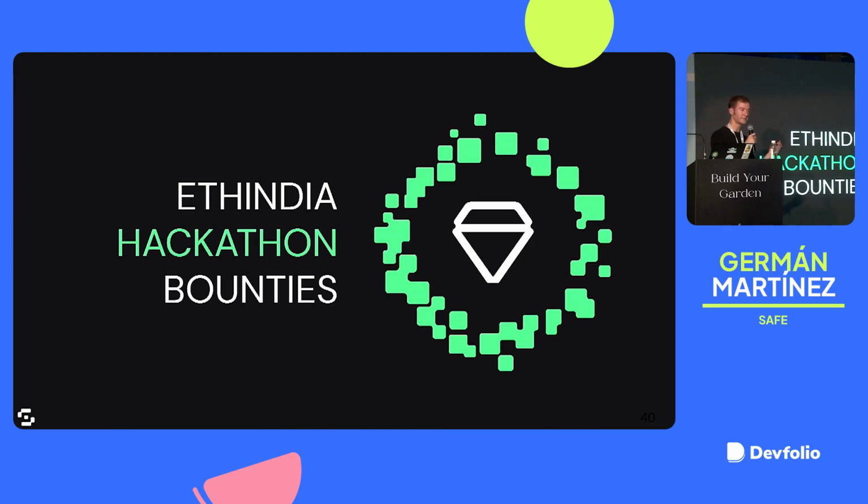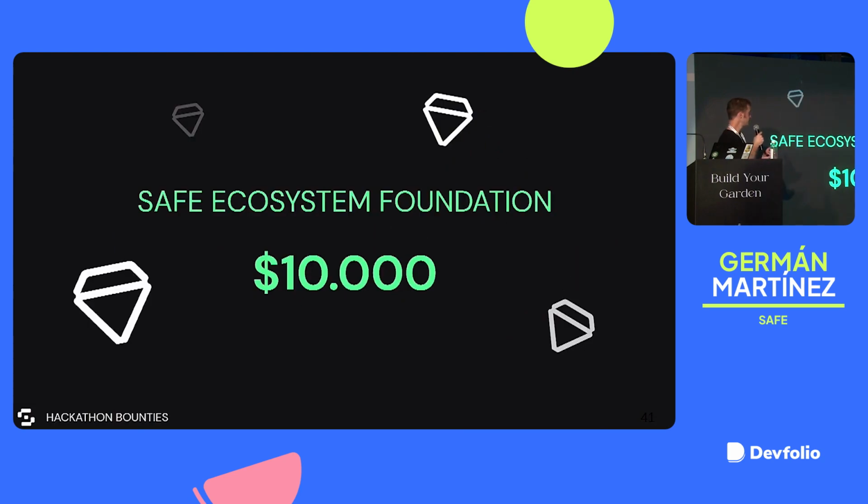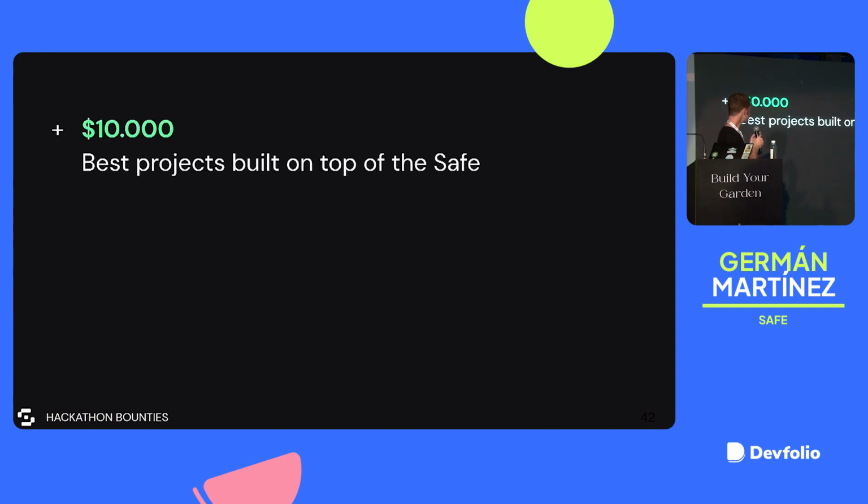Okay, so that was basically it. We had the Safe Core SDK, Safe modules, Safe transaction guards, and now what you are all expecting, what are our bounties for this hackathon? So the Safe Ecosystem Foundation has $10,000 up for grabs. And this will be given to the best projects that are built on top of the Safe. It is an open bounty, so everything that is built on top of it will apply.